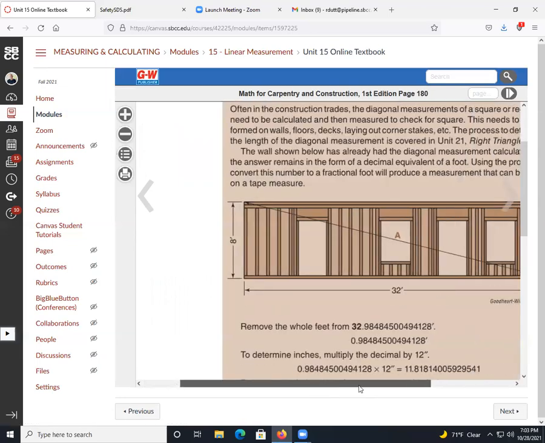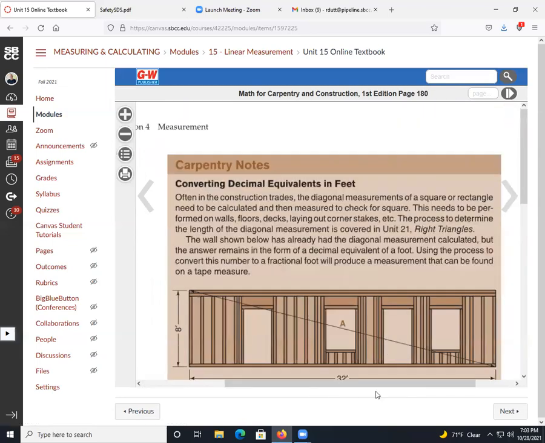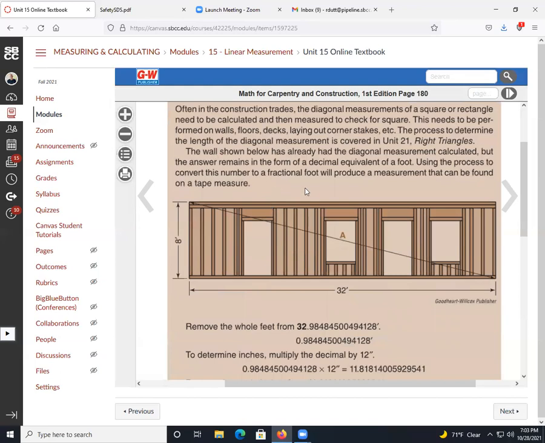And then converting decimal equivalents in feet. Often in the construction trades, the diagonal measurements of a square or rectangle need to be calculated and then measured to check for square. This needs to be performed on walls, floors, decks, laying out corner sticks, etc. The process to determine the length of the diagonal is covered in Unit 21, right triangles. The wall shown below has already had the diagonal measurement calculated, but the answer remains in the form of a decimal equivalent to a foot.